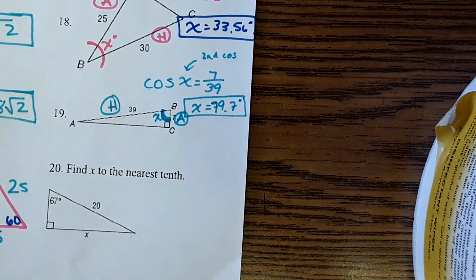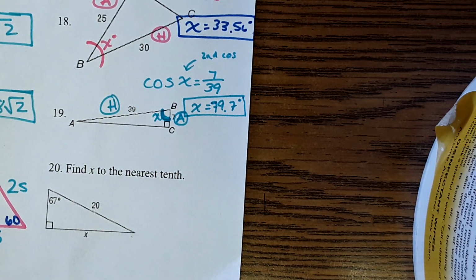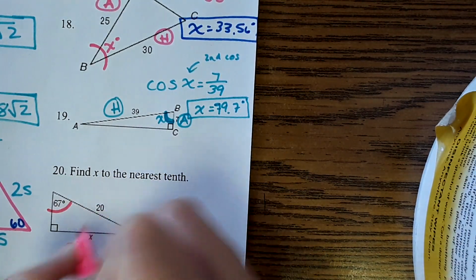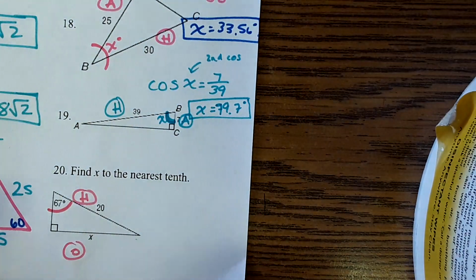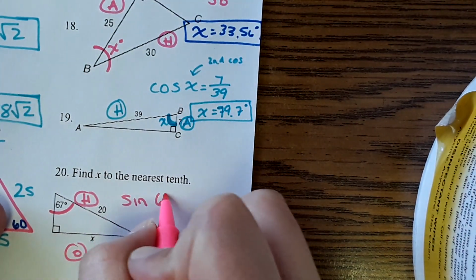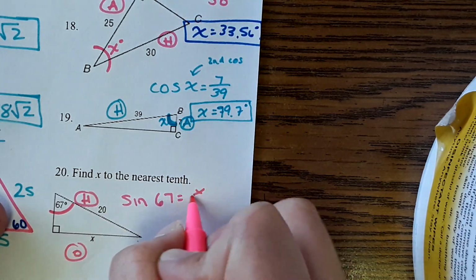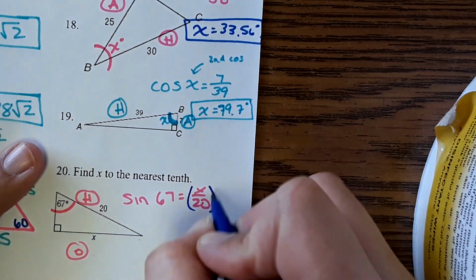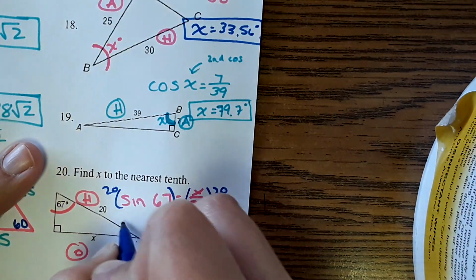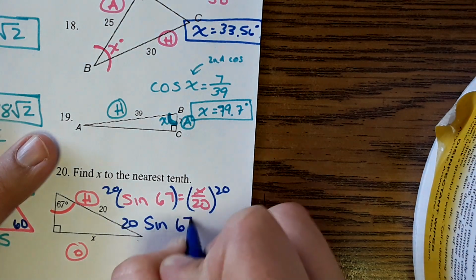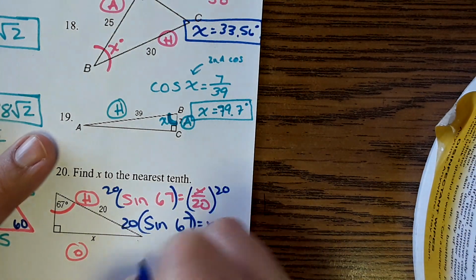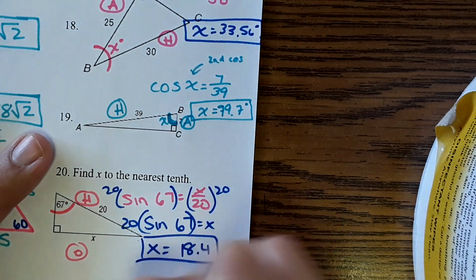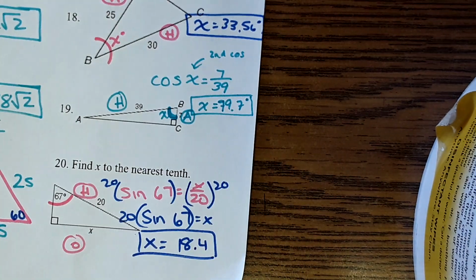And last but not least, number 20, find x to the nearest tenth. Okay, we have an angle here, opposite, and hypotenuse. So therefore, we are going to use sine. Sine of 67 equals x over 20, like that. Multiply both sides by 20. And x equals 18.4. Of course, make sure it's logical based on that triangle. And you're done.